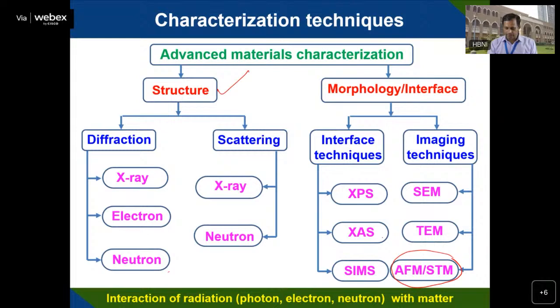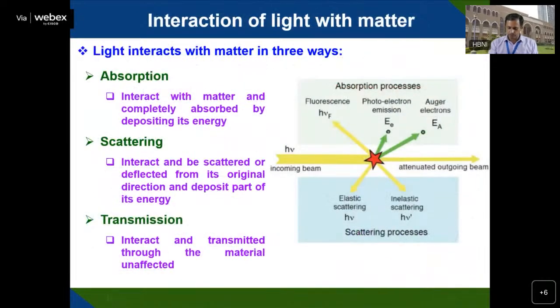Most of these characterization techniques are based on the interaction of radiation, that is photon, electron, and neutron. All X-ray techniques use photon interaction. Whenever it is electron interaction, you have the electron microscope or electron diffraction patterns. In the case of neutron, we will see how matter interacts with neutrons, mainly in neutron diffraction and small angle neutron scattering. So all these characterization techniques are based on the interaction of matter with radiation.